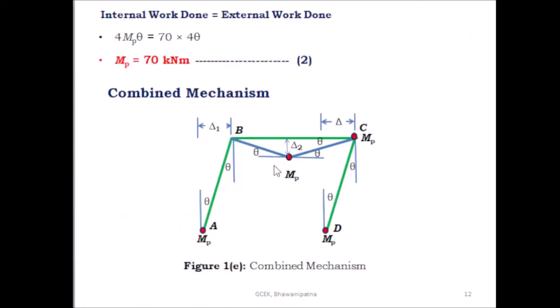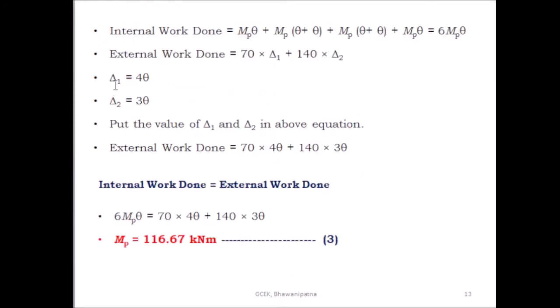But here you see, what is the relation between delta 1 and theta? Here delta 1 is equal to 4 into theta, because the height of the column is 4 meter and this is the angle. So 4 into theta is equal to delta 1, and the length of BC is 6 meter and from this to this is 3 meter. So 3 into theta is equal to delta 2. Delta 1 is equal to 4 theta and delta 2 is equal to 3 theta. Then after putting the values of delta 1 and delta 2 in the above equation, the external work done is equal to 70 into 4 theta plus 140 into 3 theta.